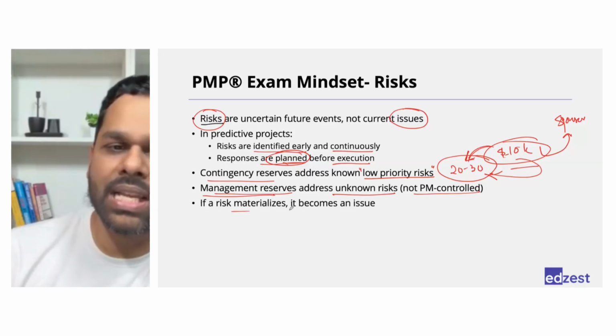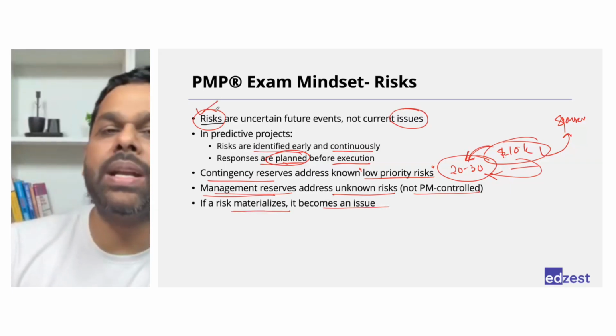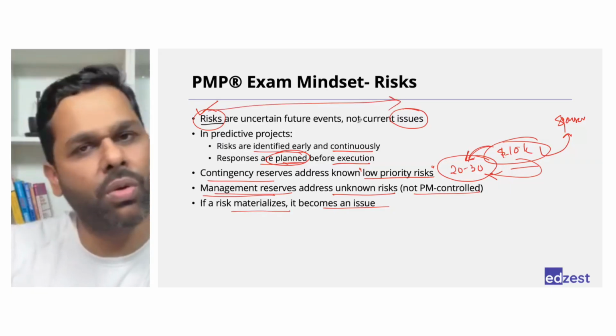Then, if a risk materializes, it becomes an issue. Right? So, risk was your anticipated risk. When it happened, it became an issue.